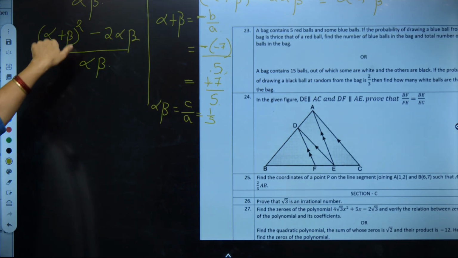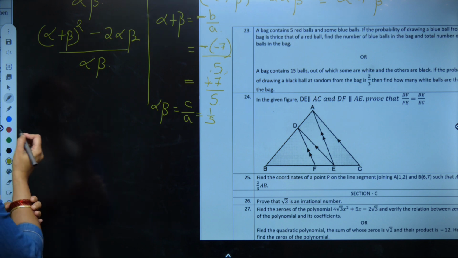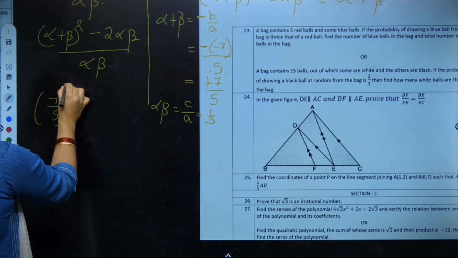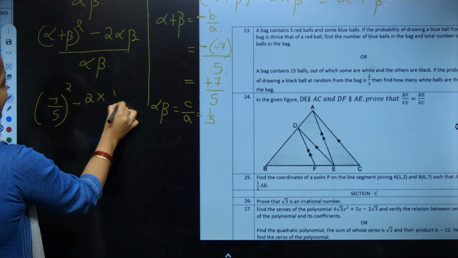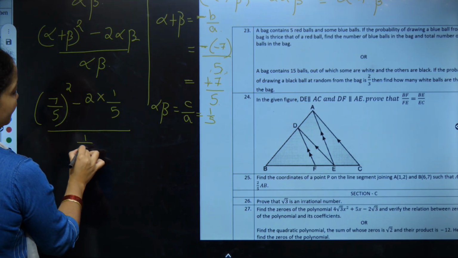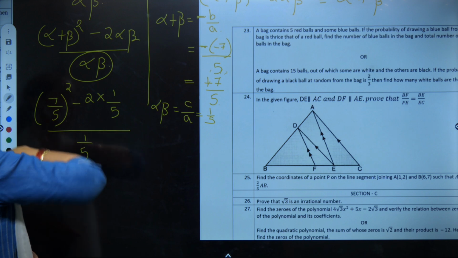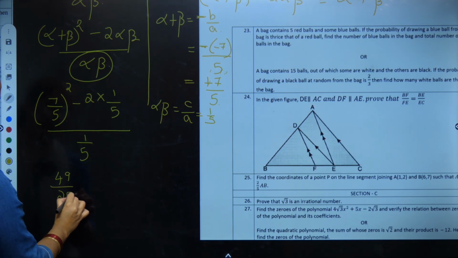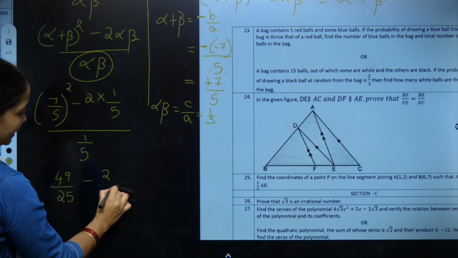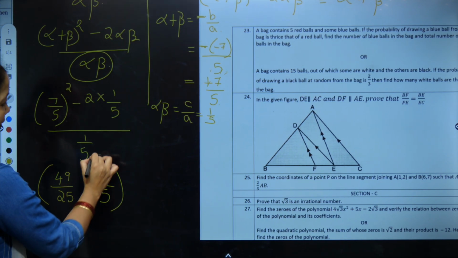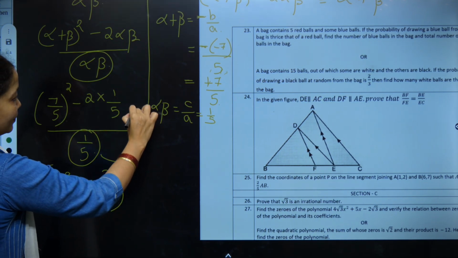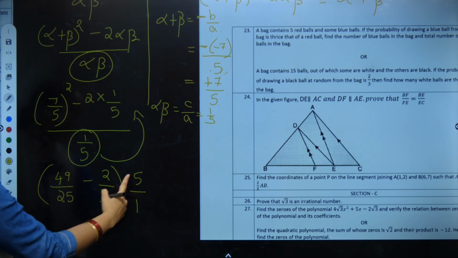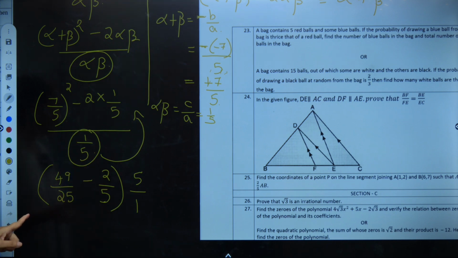I am now applying the same in the fraction that I have found. So alpha plus beta whole square is 7 by 5 the whole square, minus 2 into 1 by 5, divided by 1 by 5 again. In the denominator also I have an alpha beta. So 7 square, 49 divided by 25, minus 2 ones are 2 by 5, whole multiplied with this fraction's reciprocal. This will be 5 by 1. I can't cancel this 5 and this 5 because I have a binomial subtraction in between.